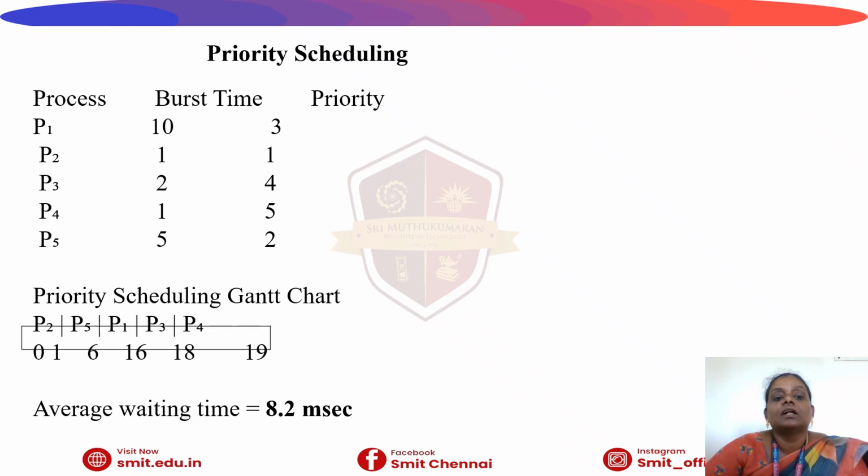After finding the waiting times, the average waiting time is 0 plus 1 plus 6 plus 16 plus 18, which is 41, divided by 5, which is equal to 8.2 milliseconds.